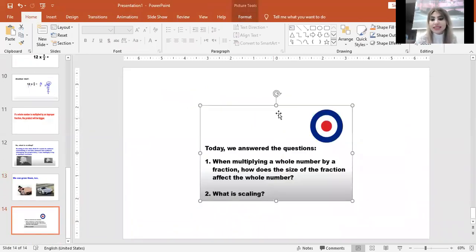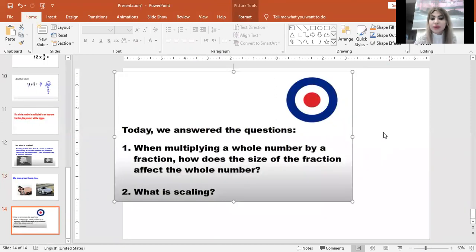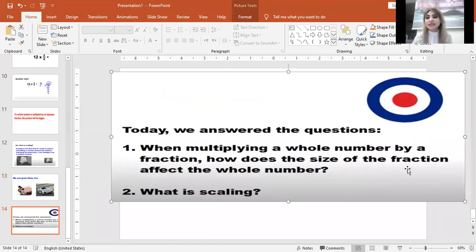So in this lesson, my lovely girls, we know when we multiply a whole number by a fraction, how the size of the fraction affects the whole number, and what scaling is.